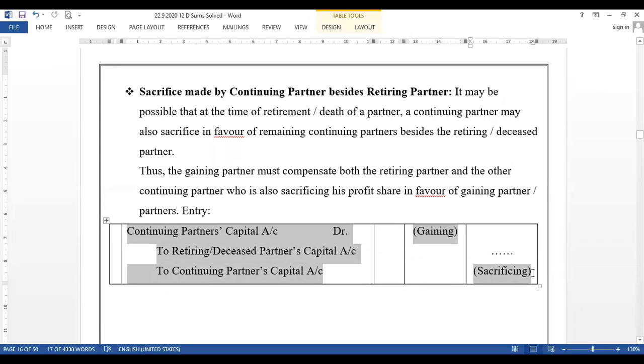If you remember, in admission also we had a sum wherein one of the existing partners gains. The incoming partner gains anyway. If one of the existing partners gains in admission, then also he needs to compensate the sacrificing partner. The same thing is applicable over here. Whosoever is the gaining partner, he should be compensating the sacrificing partner.